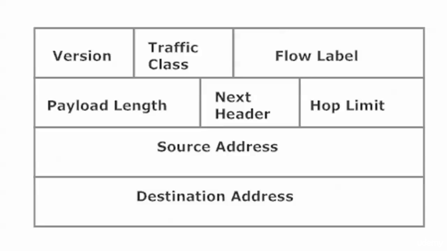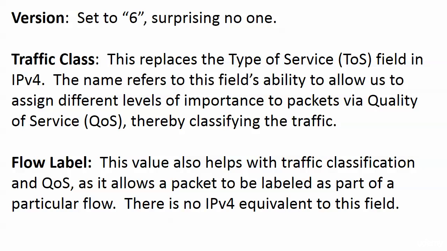And you're looking at that header right now. That new field is flow label. There is no equivalent to that in version 4. Let's talk about each one of these fields briefly.